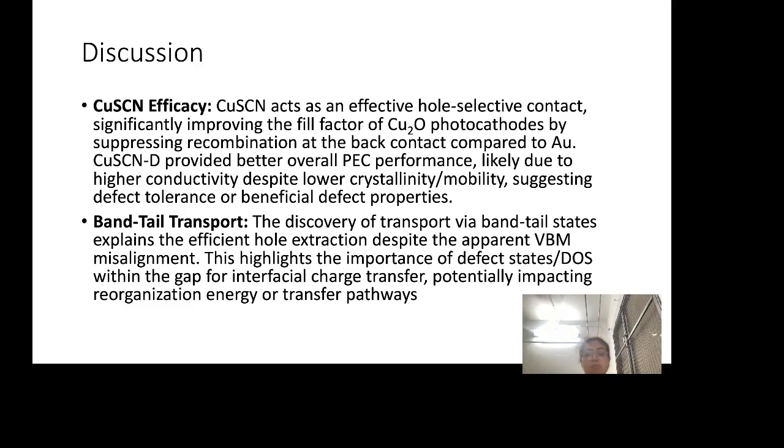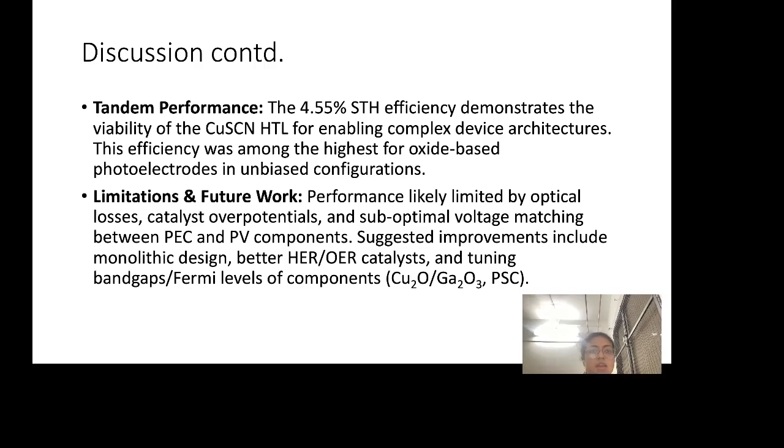This highlights the importance of defect states and density of states within the gap for the reorganization of energy or transport pathways. Then we see that they practically brought about a cell which could achieve 4.55% solar-to-hydrogen efficiency, and it shows the viability of these types of cells and the possibility of complex device architectures. This efficiency was among the highest for oxide-based photoelectrodes in unbiased configurations.